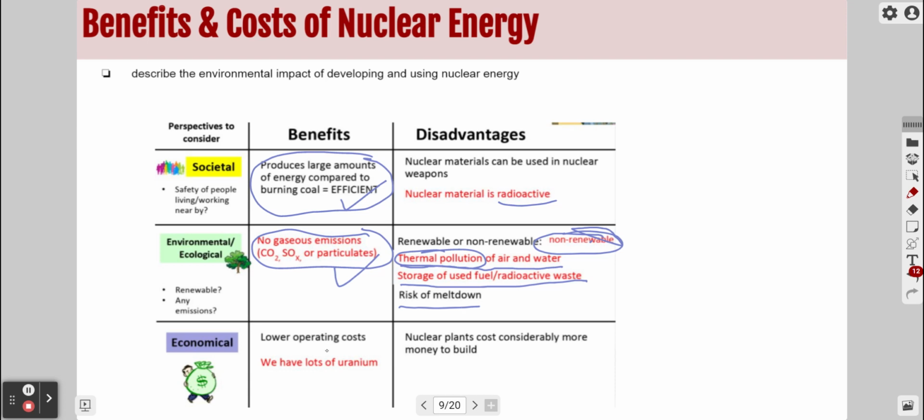Economics: lower operating costs. Unfortunately, they're really expensive to build these plants, and that's one of the reasons we're not seeing a lot built currently. But we do have a lot of uranium, so that is a benefit.